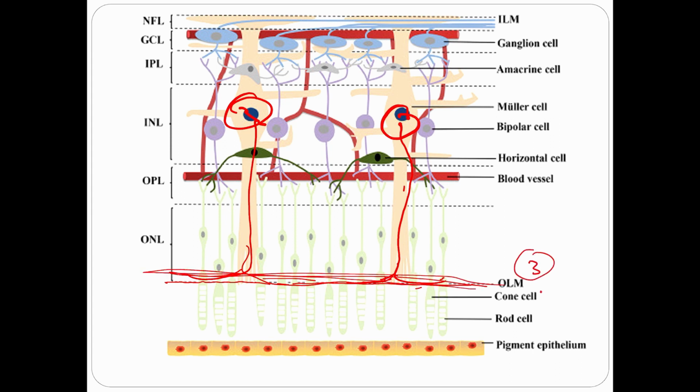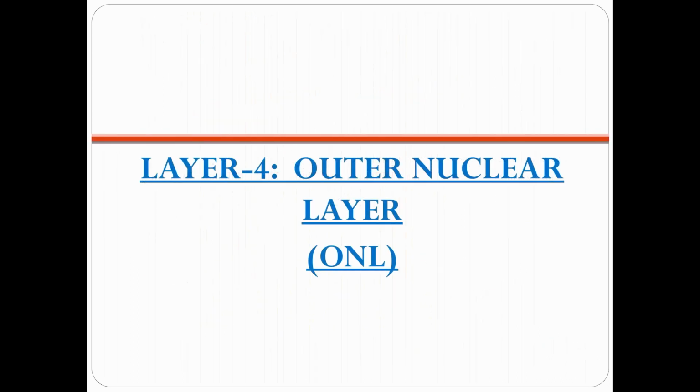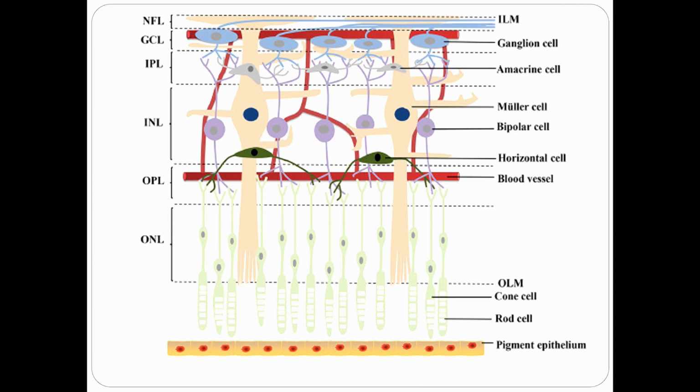I have told you the second layer is the rods and cones, the photoreceptor layer, and the first layer you already know is the pigmented layer. All of them get their nutrition from the choriocapillaries. Next is the nuclear layer, the nuclei of the rods and cones. This is your layer number 4, the outer nuclear layer, ONL. Already I told you this is the nuclei of your rods and cones. A part of your inner segment is there.